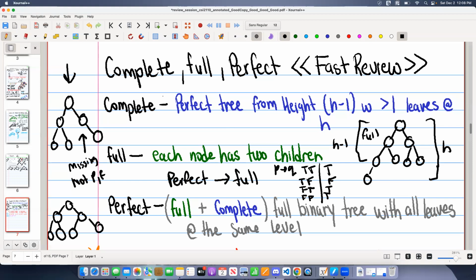And then is it complete? Exactly. Somebody shaking their head? No, it is not complete either. So it is none. Now let's say you're given an example like this. Is it full? No. Is it complete? Yes. Is it perfect? If it's not full, it's not perfect. How about if you're given an example of a full tree? Is it full? Yes. Is it perfect? Yes. Is it complete? Yes.